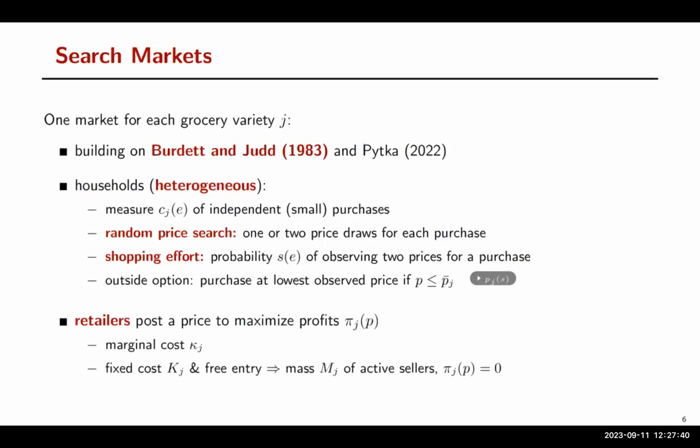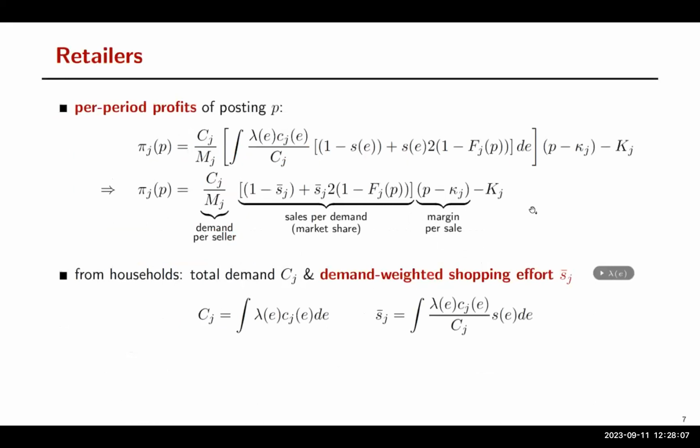So retailers operate in this one market. A retailer is the combination of a price observation for one variety, and retailers have constant marginal cost for each sale that they make. Think of this as the wholesale cost of reshelving the product. Retailers also have some fixed costs, and there's going to be free entry. So the mass of entrants endogenously is going to make sure that every retailer makes zero profits in equilibrium. Now, how do retailers decide on their prices?